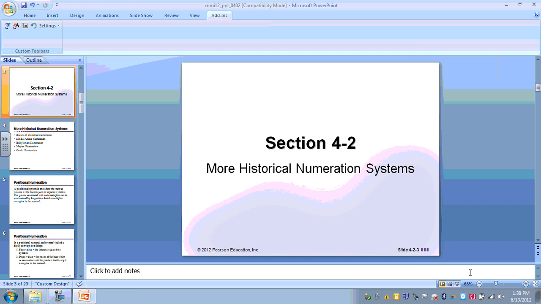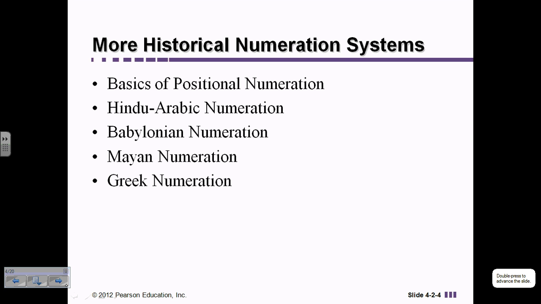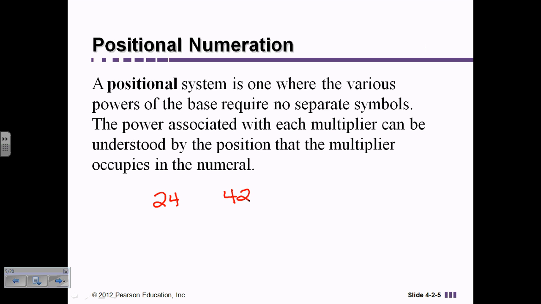All right, we're going to talk today about more numeration systems, and specifically we're going to talk about positional number systems: Hindu-Arabic, Babylonian, Mayan, and Greek number systems. So a positional number system is one where the position of the number in the number makes a difference.